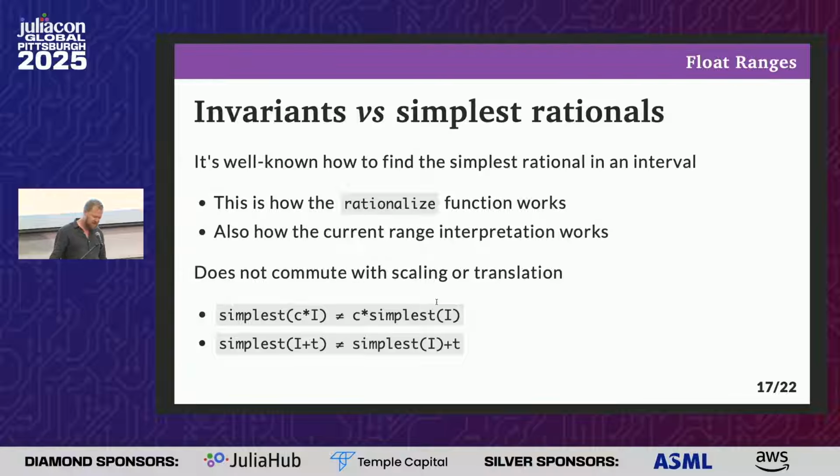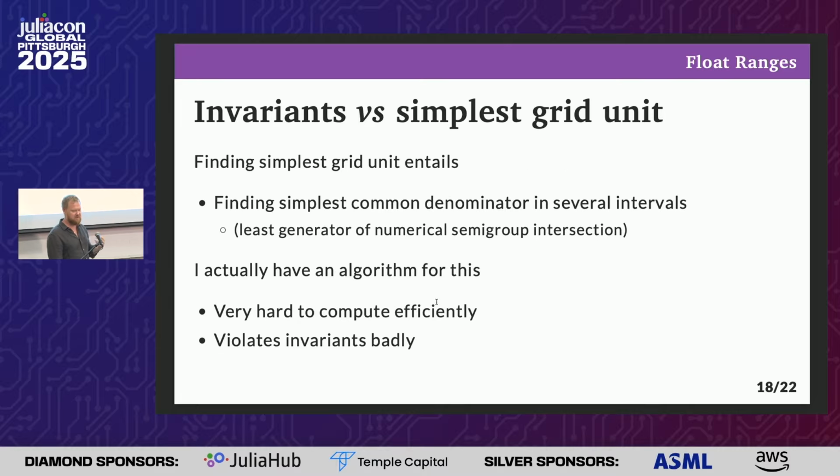But it's terrible, it doesn't commute well at all with scaling and translation, even mathematically. It's not just a floating point issue. When you look for the simplest rational in an interval and then you scale that interval, you do not get the scaled version of the simplest rational. And same thing with translation. It totally messes with things. So this is bad. If we used the simplest grid unit approach, we would totally violate our invariants left and right.